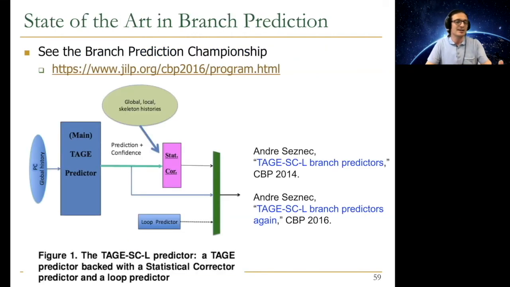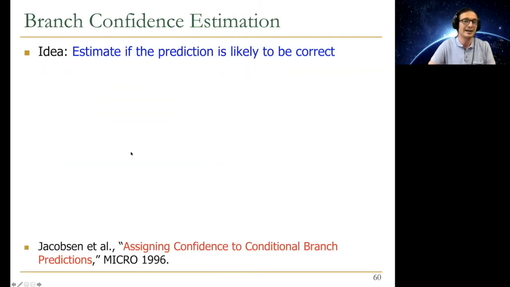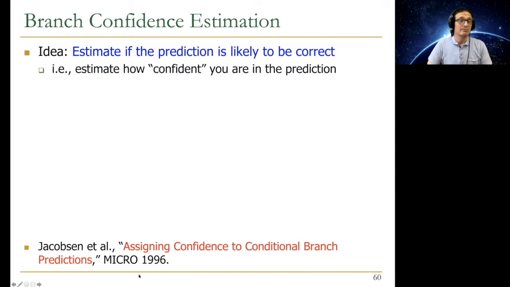Now, let me talk about confidence, since it was mentioned over here. I kind of implicitly mentioned confidence so far, but confidence is something that we as humans do, right? Basically, we predict something and we can say, oh, I'm 60% confident that what I said is true, right? We can do the same thing with branch predictors. We can estimate if the branch prediction is likely to be correct, and depending on that, we can choose different actions, right? And this is called branch confidence estimation. It was introduced by a seminal paper in 1996. Basically, the idea is to estimate how confident you are in the prediction.